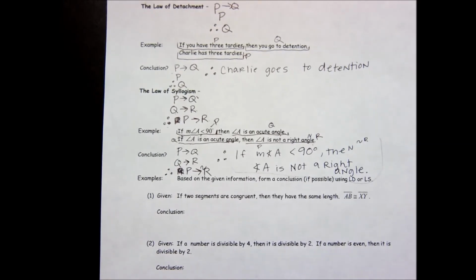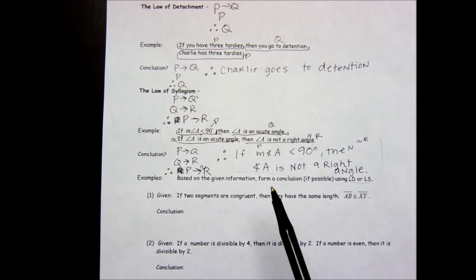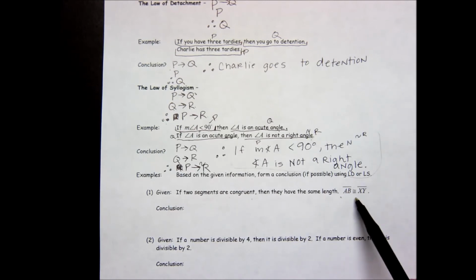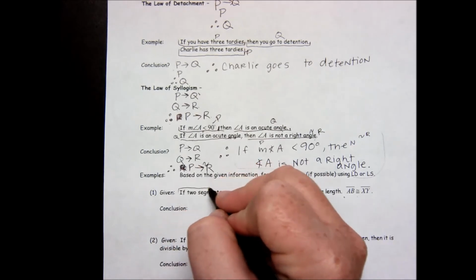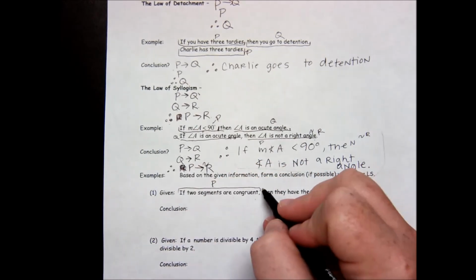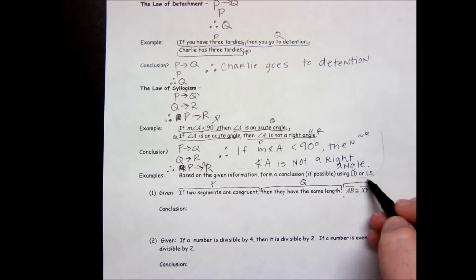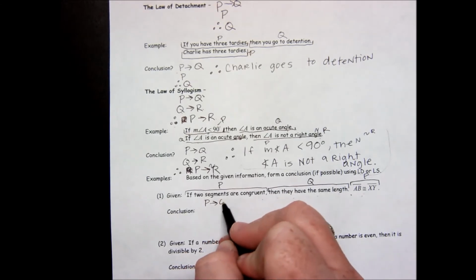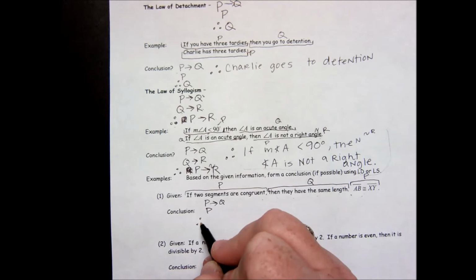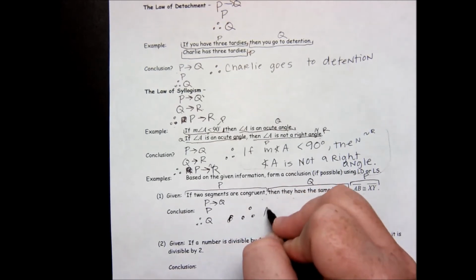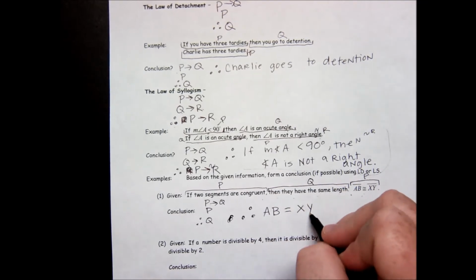All right, so let's look at some other examples. It says, based on the information, form a conclusion, if possible, using the law of detachment or the law of syllogism. Let's first look at the first one. If 2 segments are congruent, then they have the same length. Segment AB is congruent to segment XY. In this case, this part right here is my P, and the next part is my Q. Here's my congruent statement again, which is a P. So if P then Q, P happened, so therefore Q has to happen. Therefore AB is equal to XY, because AB and XY have the same measure.